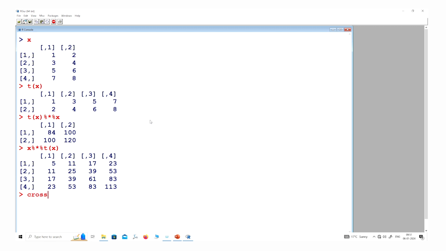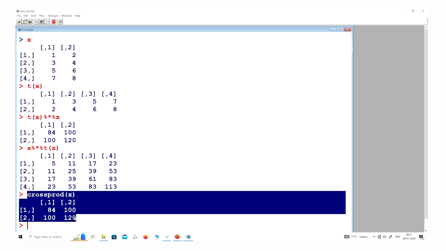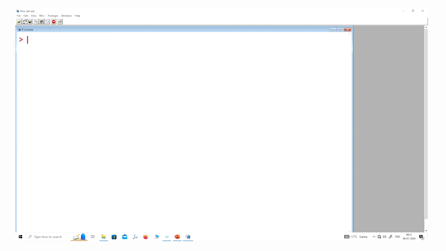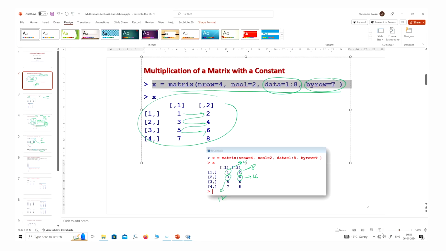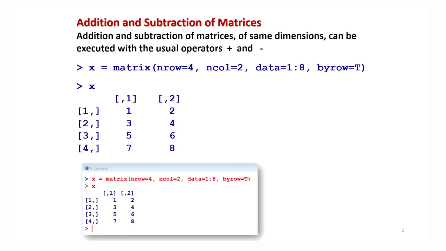Suppose I do cross prod x, you can see cross prod x is giving you the same outcome which was given here, right? So this will make you more confident that whatever I had given in the slides is also working in the R software, right? So now let us move forward and try to understand some more basic operations.